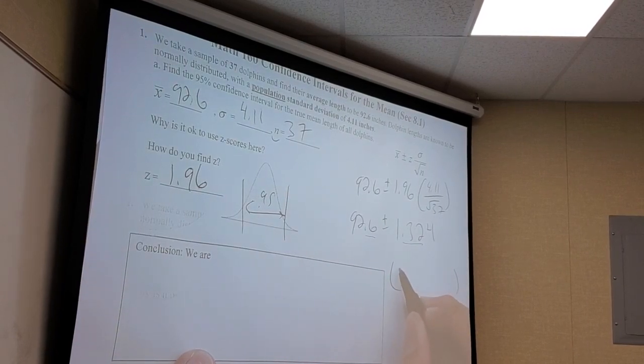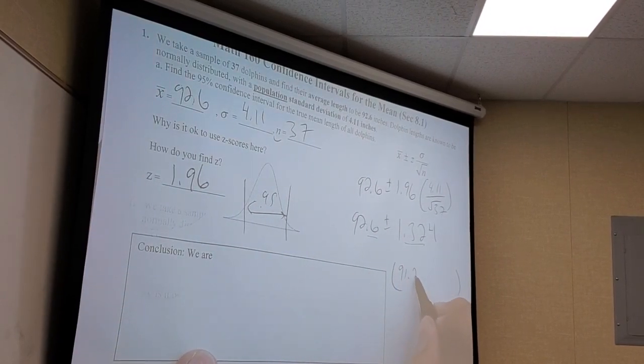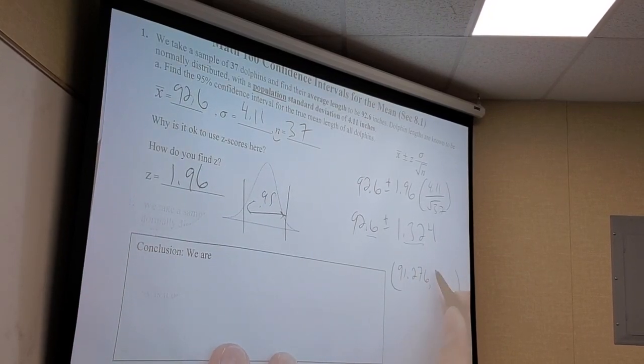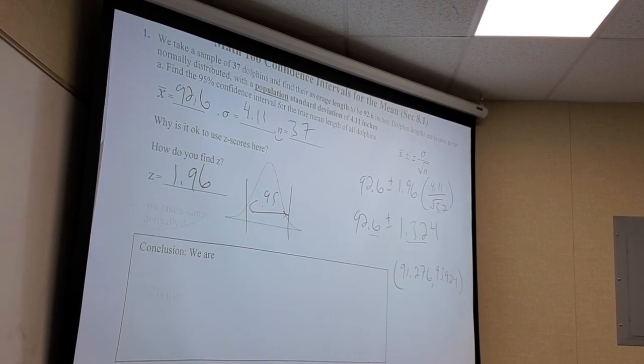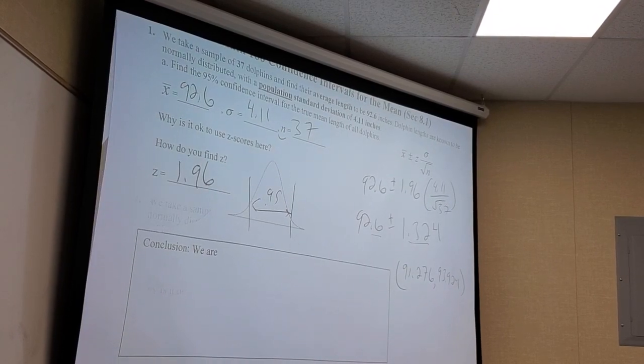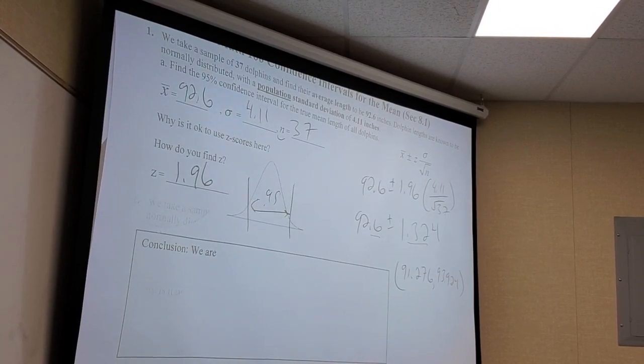What am I going to get? 91.276. Really? Okay. And then 93.924. Does that sound good? Okay. Look at that. The math guy could do math. So that is technically the answer.